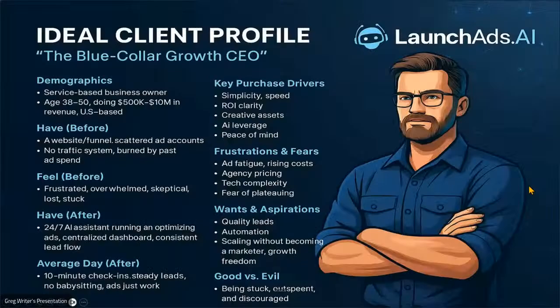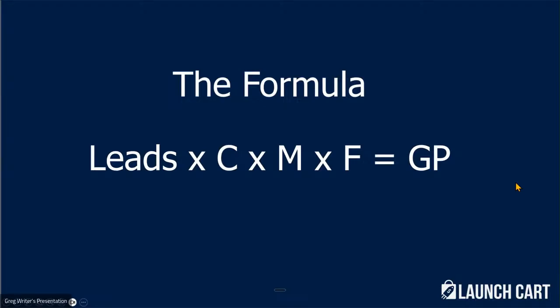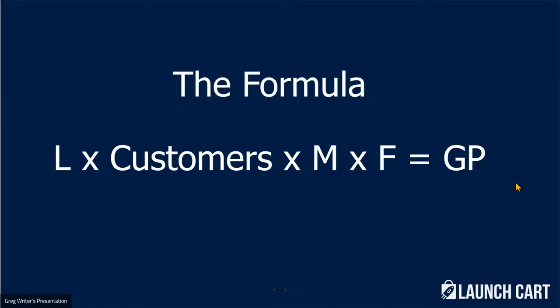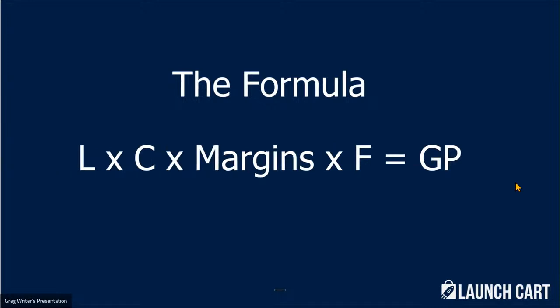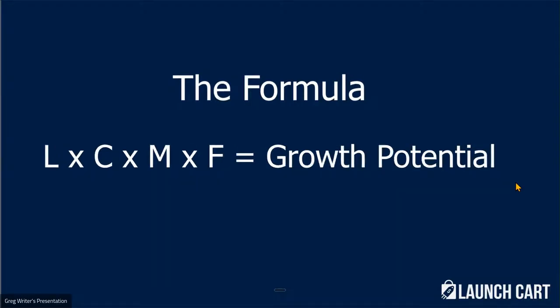So with that, because I said I would, let me go back to my screen share, and I am going to go through a quick formula. This is the formula for massive success. It's L times C times M times F equals GP. What is that? The L stands for leads, C stands for customers, M stands for margins, F stands for frequency, equals growth potential.